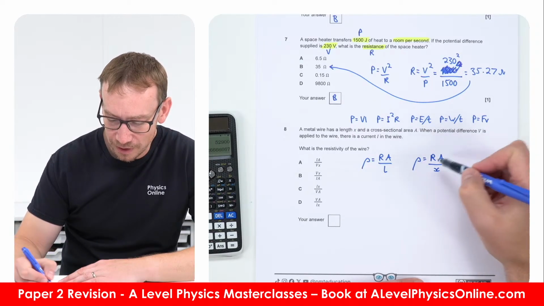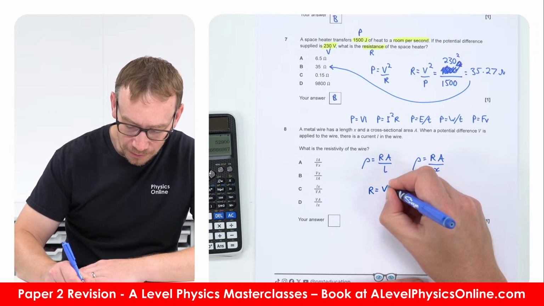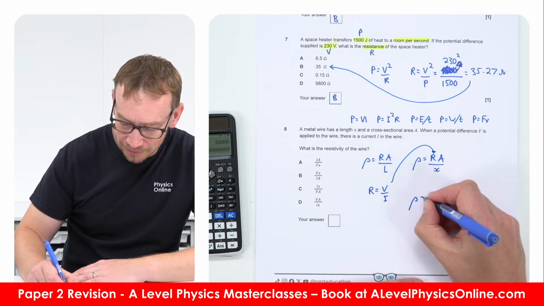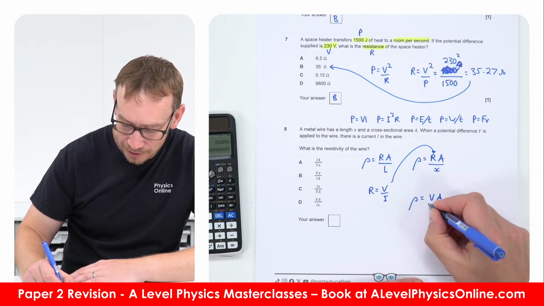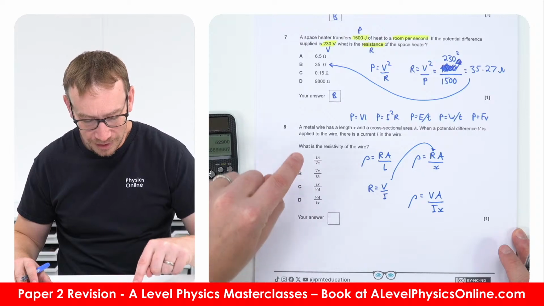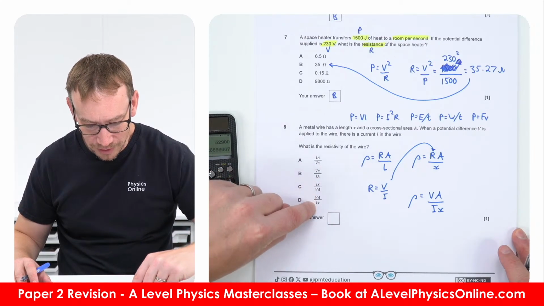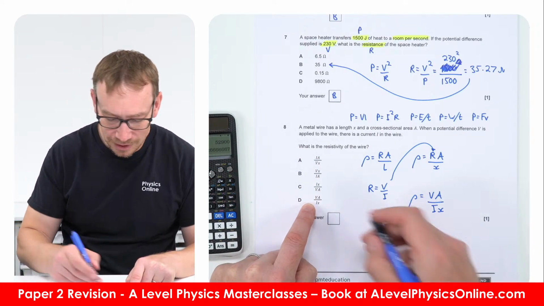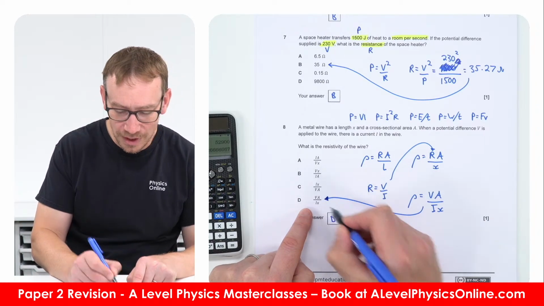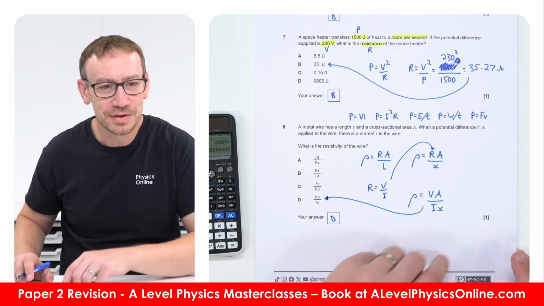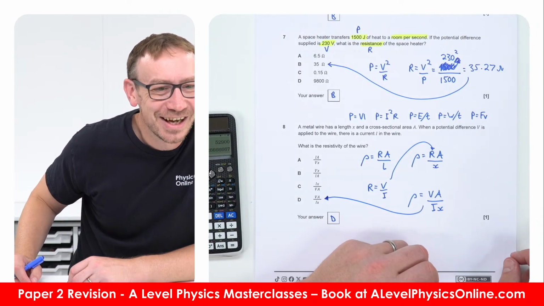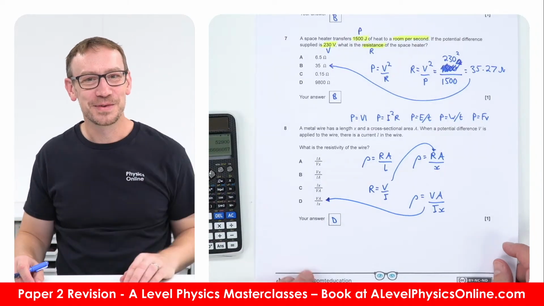But we haven't been given R, but we know that R is equal to V over I. And if we put this into there, the resistivity is equal to VA over IX would be my approach. Is that one of these? VA over IX. Yes, so my answer for 8 is D, because that one there is this one over here. So that was an okay question actually, I thought. Right, D. Okay, Ashraf says that, yeah, cool, thank you so much.